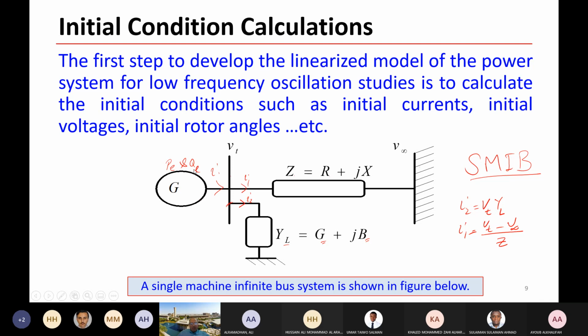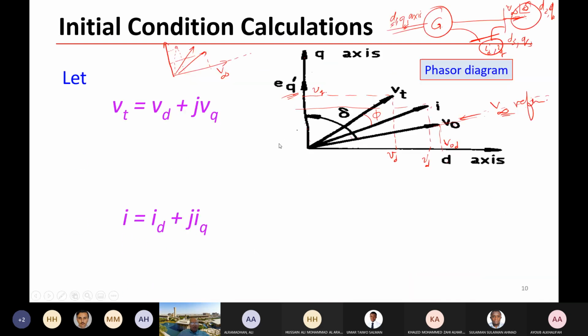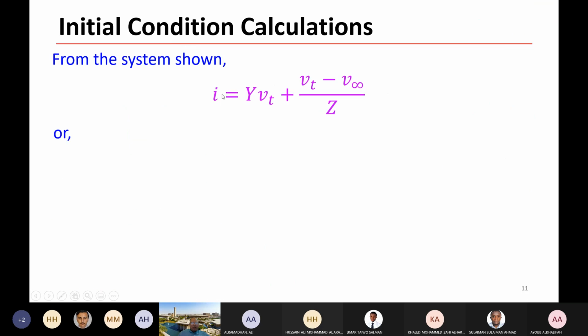And we can start analyzing this and see how we can get the initial conditions here. So we can write I equal to YL, the admittance. We will drop L here just for convenience. So I equals Y times VT plus (VT minus V infinity) over the impedance. So we can have ZI equal to, this will be multiplied here, and you have VT, so VT multiplied by (1 plus ZY) minus V infinity.